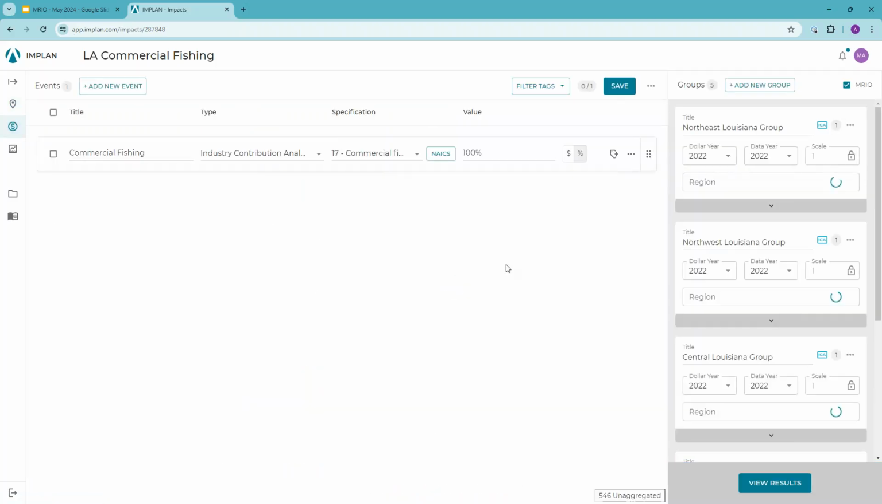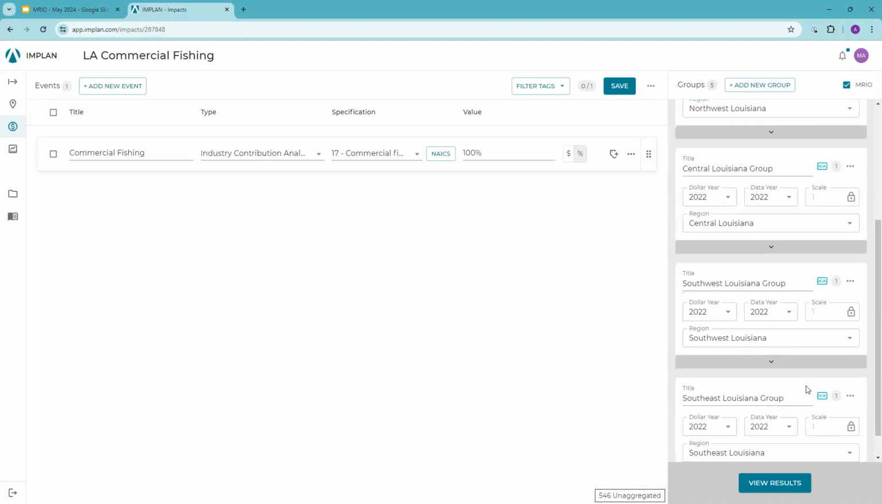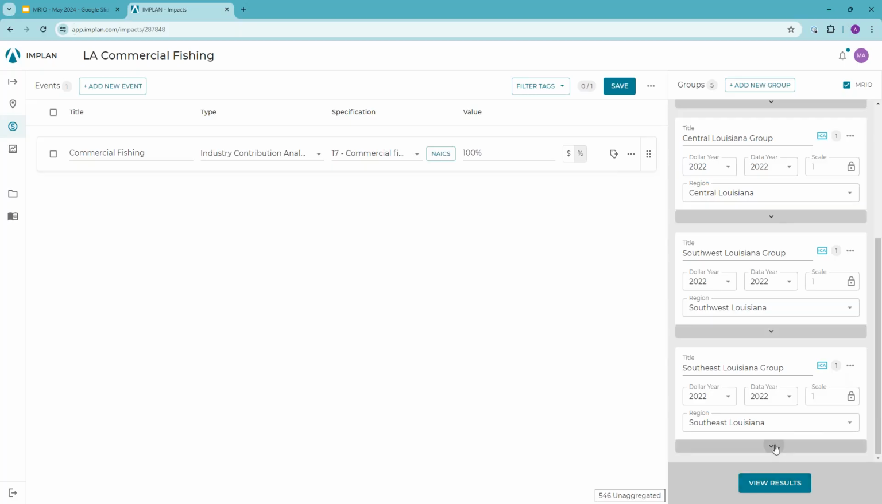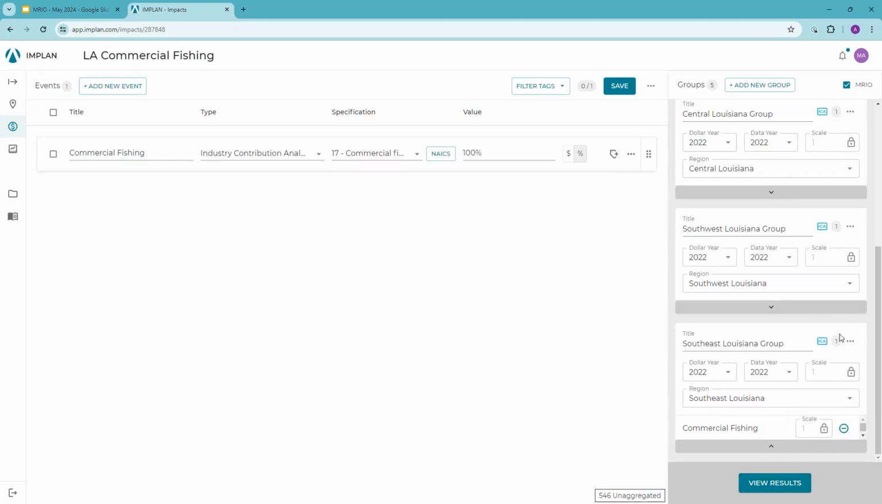In this project, we had 5 regions, and I only created one event. I wanted to look at commercial fishing, the industry contribution, which is industry 17, 100% of that industry, and all 5 regions. So as you can see, I drag and dropped this one event into each of the 5 regions. You can see that because each region has the number 1, and it shows the ICA event is present.